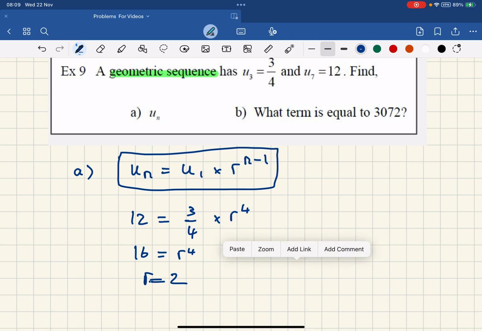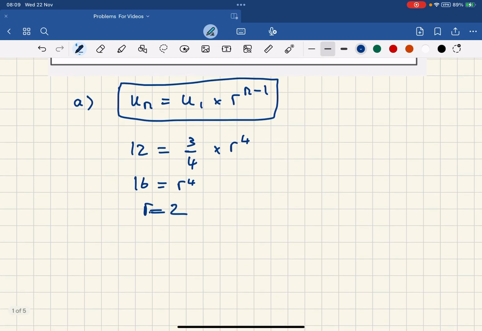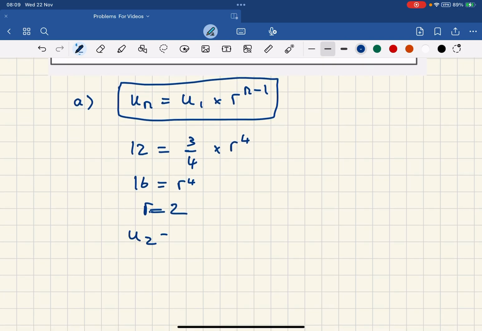So to get u1, what I would have to do is just divide u3 by 2. So I just take 3/4 and divide it by 2, which gives me 3/8. And that's the previous term. And then divide it by 2 again to get 3/16. Just double checking on my calculator.